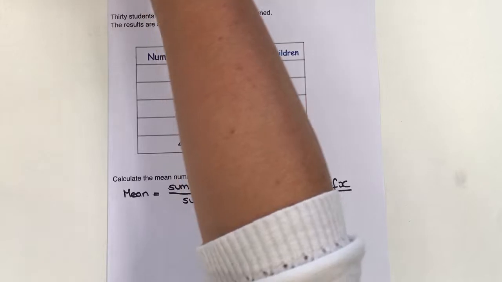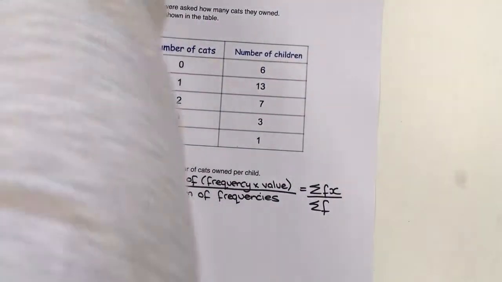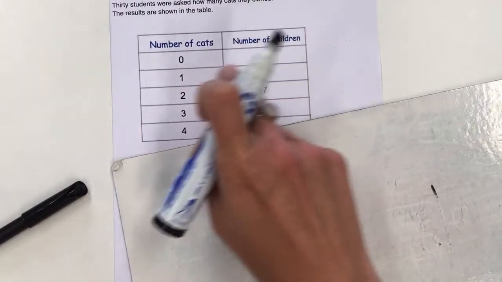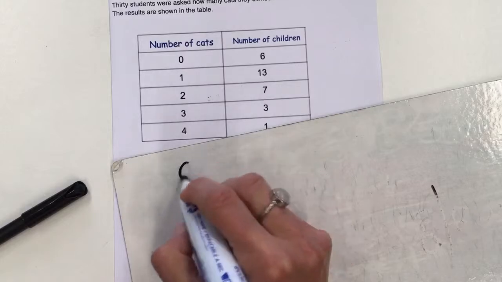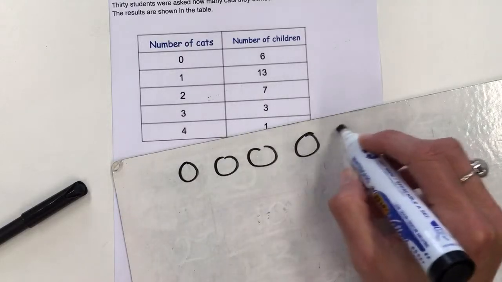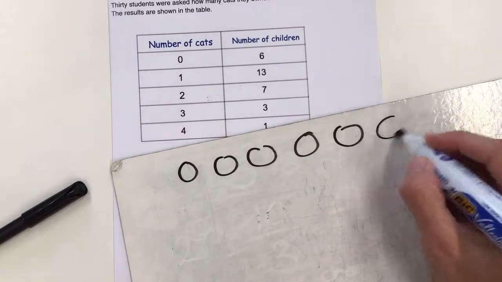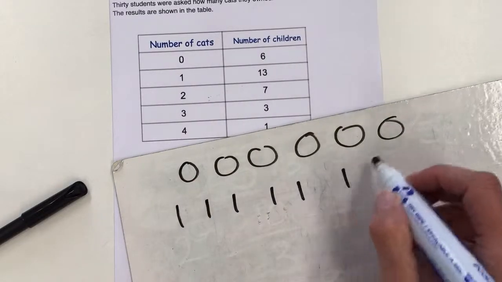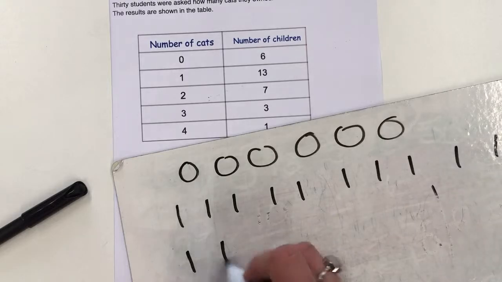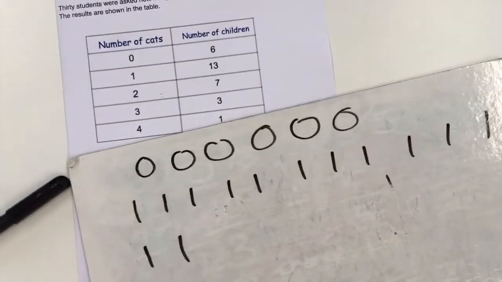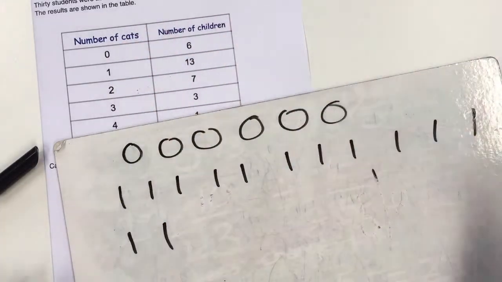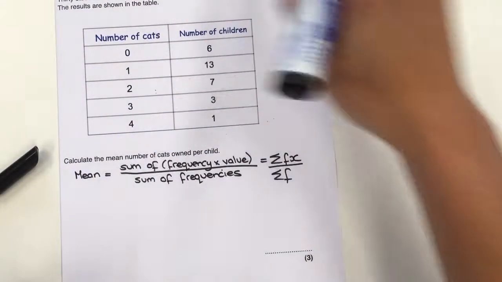Now we could think about how the data would look without it being in a table. There are 6 that have 0 cats, so you would have to write 6 zeros, and then 13 ones, and so on. But it's an awful lot of work, so that's why we put it into a table. So we group it into a table like so.